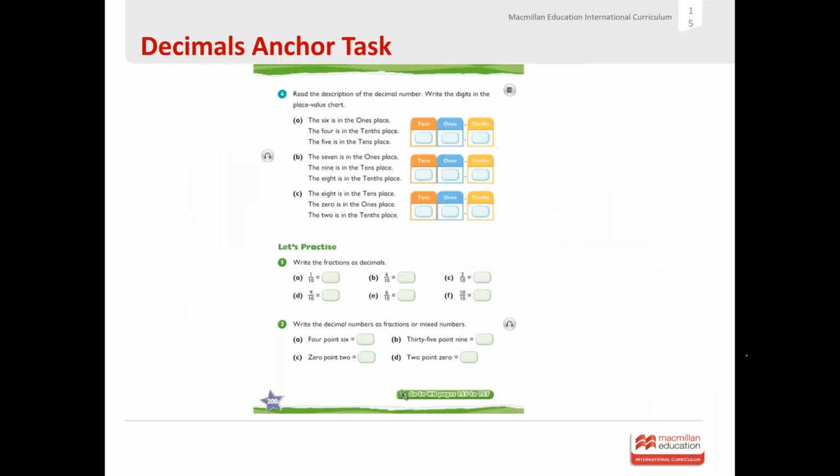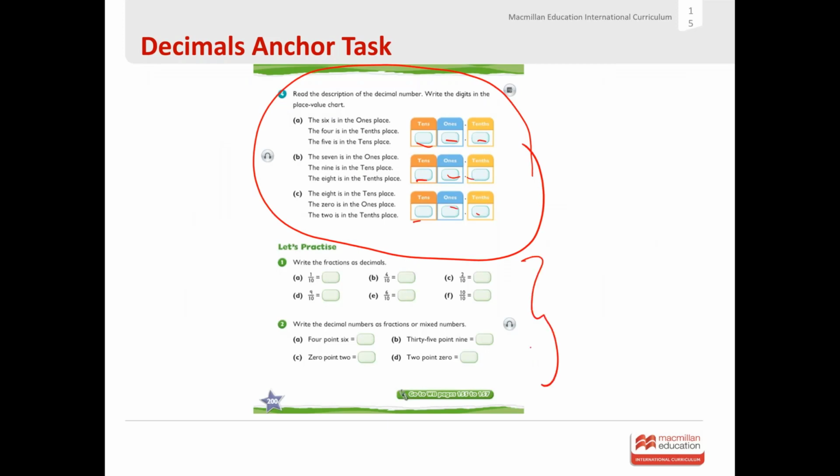And then we can go on to other questions that you can see we've left blanks so that our children can fill in. And then they go on to the let's practice section where they have plenty of opportunities to look at misconceptions. You can have a go at misconceptions.